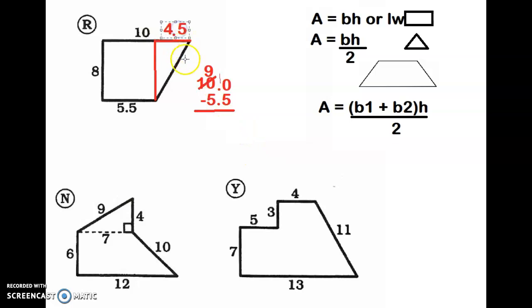Okay. And basically, I know that 5.5 plus 4.5 is this whole side right here. Because if 5.5 is here, that means this is 5.5 also, right? And then the rest would be 4.5, and we know that because it equals 10.